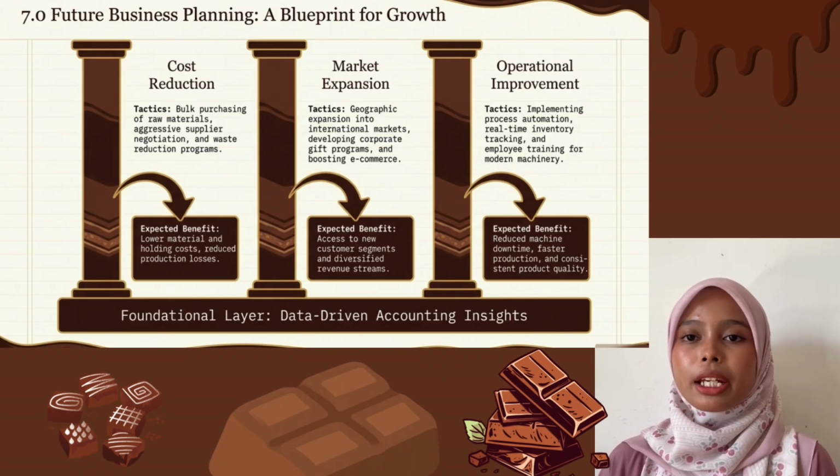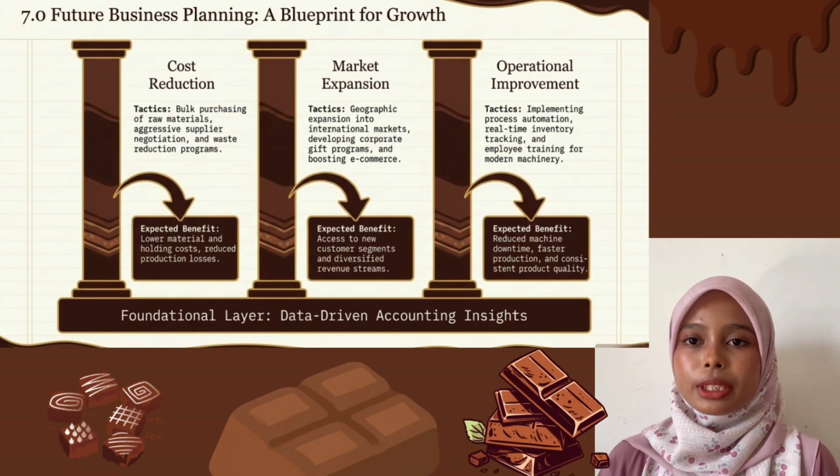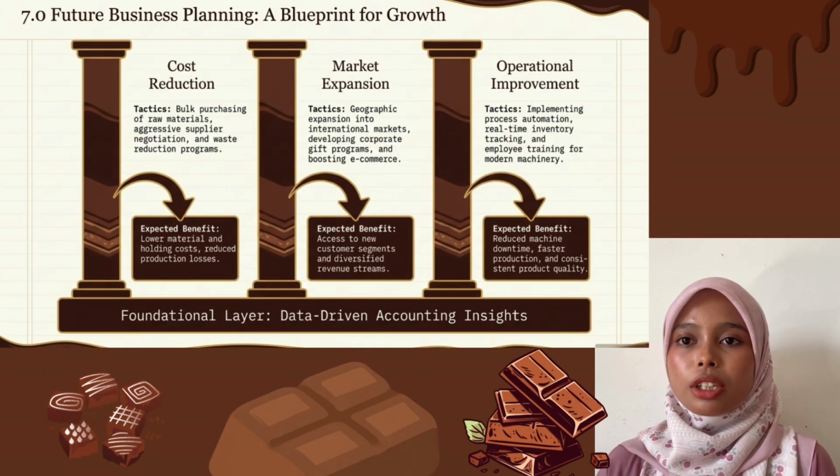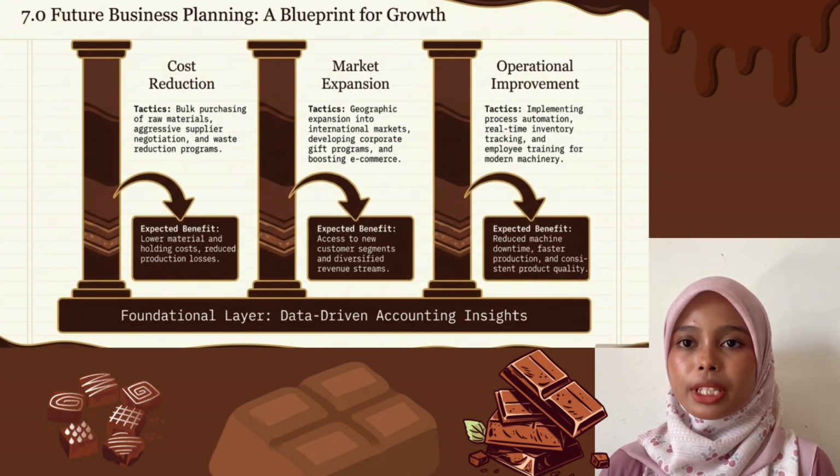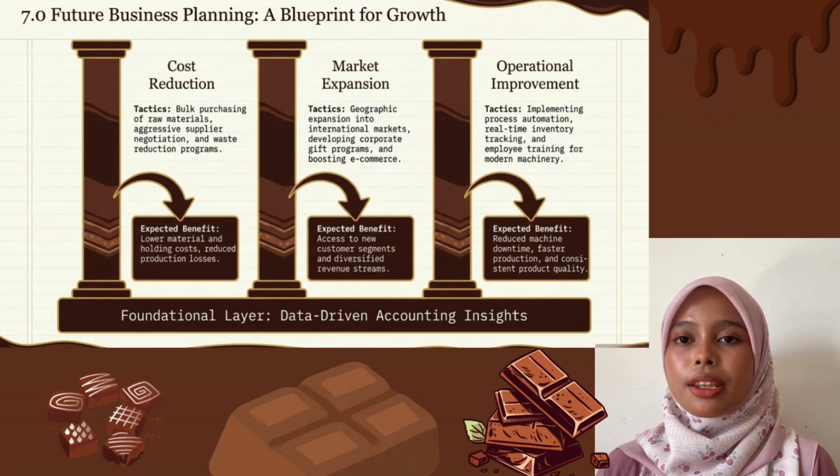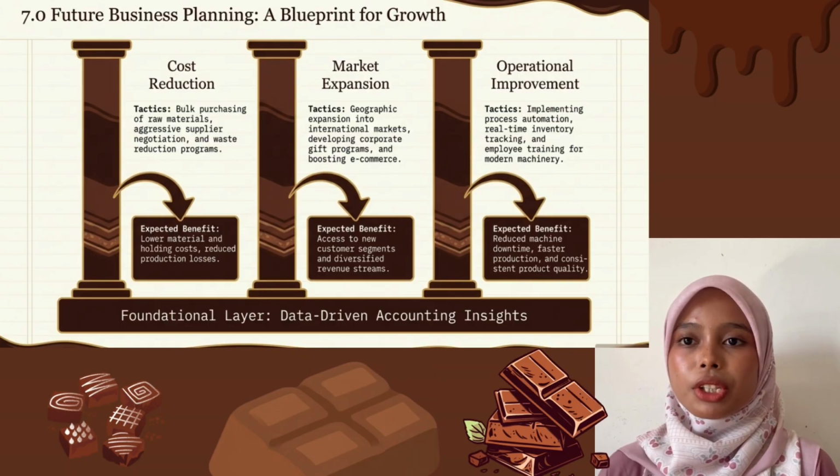Future business planning, a blueprint for growth. First, let's look at the cost reduction. The business can reduce operating costs by purchasing raw materials in bulk, negotiating better prices with suppliers, and implementing waste reduction initiatives throughout the production process. The expected benefit of this strategy is lower material and inventory holding costs, as well as reduced production losses. This will improve the overall profitability and allow the business to allocate resources more efficiently.